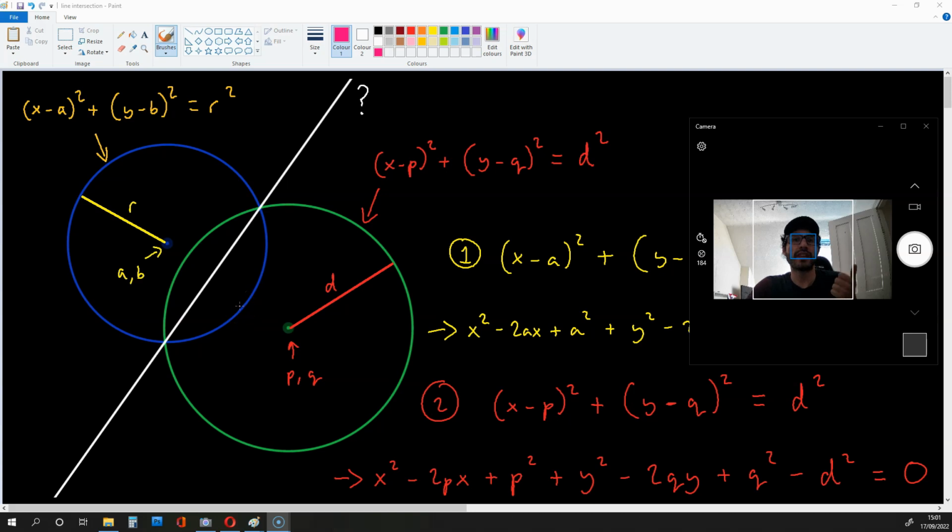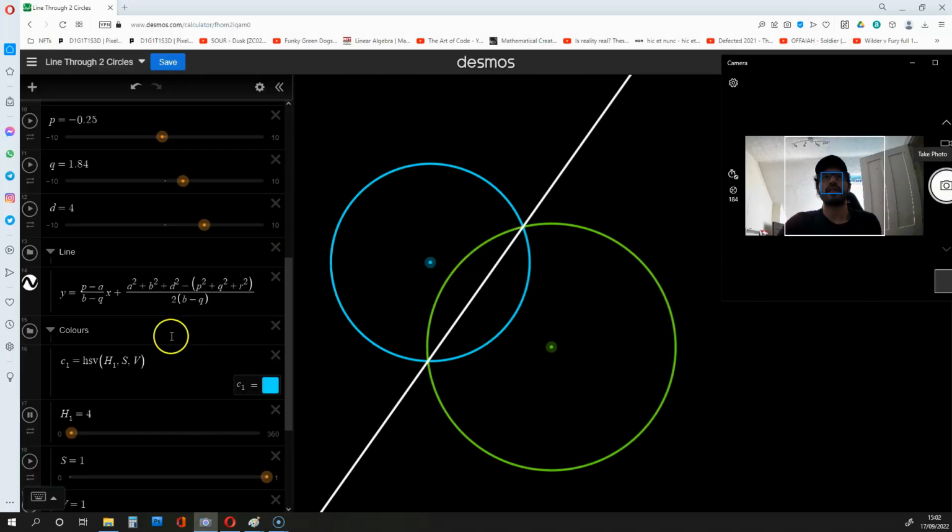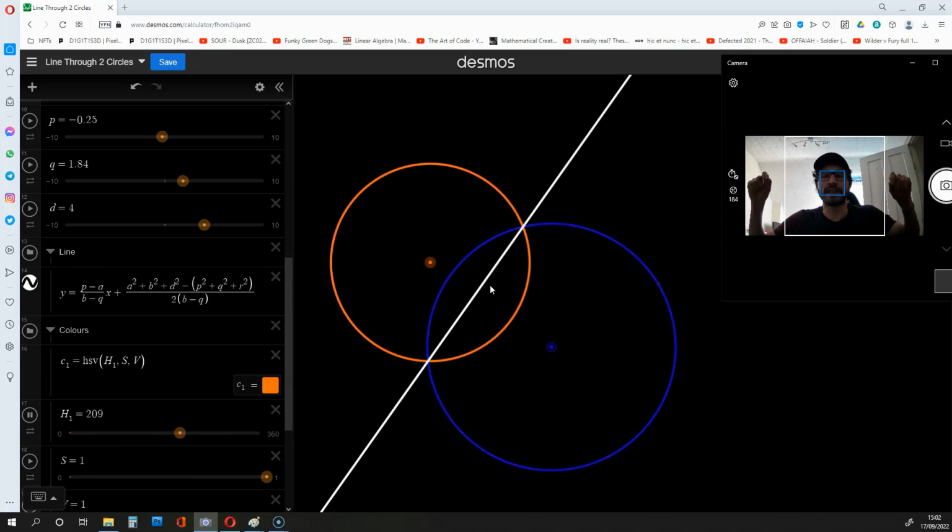Now, what is really cool about this equation is that you can use the line to find the intersection points of two circles. And I'll be demonstrating exactly how you can do this in my next YouTube video. If you want to find out more about this equation and how it works, just check out this Desmos graph by clicking the link to it below this video.